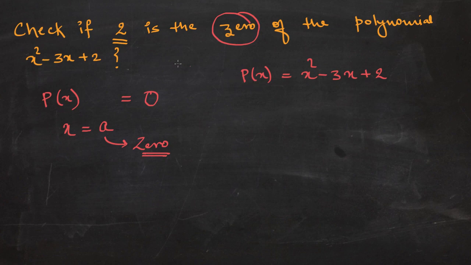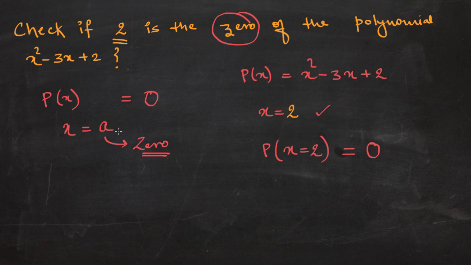Now in order to check whether 2 is the 0, this would mean that the moment we substitute x equal to 2 in the given polynomial, wherever there is x, if the value of this polynomial, that is p of 2, comes out to be 0, we would say that this is the 0. Let's check. Let's substitute 2 instead of x.